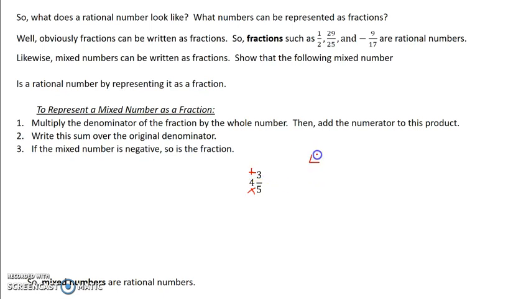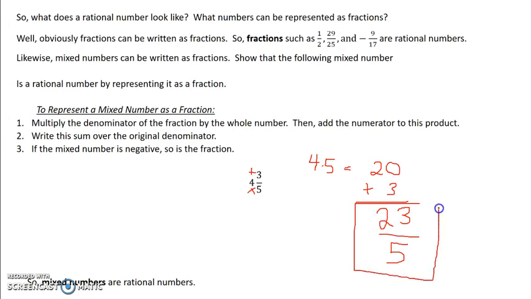So the first thing I'm going to do is say 4 times 5, that's 20, and then I'm going to add the numerator, that's 3, so I'm going to end up with 23, and then you're going to write 23. Step 2 says to write this sum over the original denominator. So 23 over 5, or 23/5, is the fraction that is equal to 4 3/5.